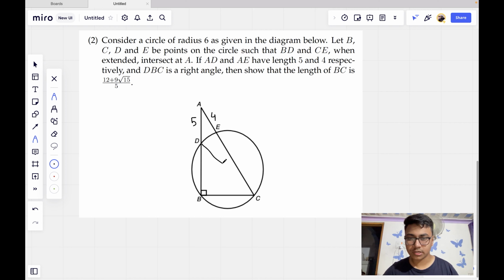We'll try to draw a straight line here. Good enough. So triangle DBC is a right angle triangle, and we have to show that the length of BC is this number. Show that the length of BC is this number. We'll also join this line.